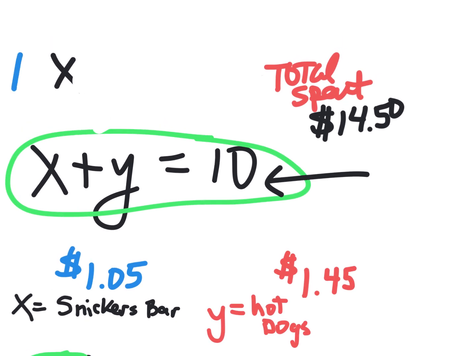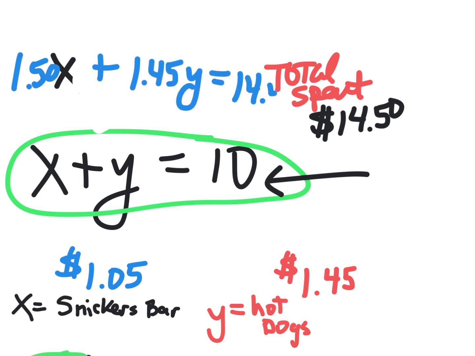It was $1.05 for each X. Plus, it was $1.45 for each Y, and it totaled up to $14.50. Now, if anybody's good at what I would consider like street smarts here, you can probably tell me how many of what I bought. You could probably look at it and just go, oh, I can tell you probably bought this. Yes. What do you think I bought?